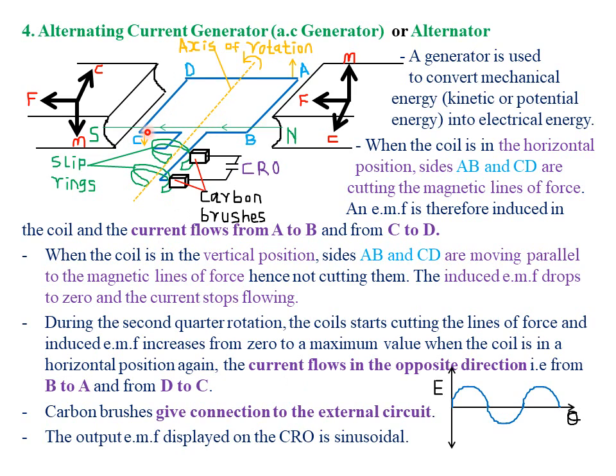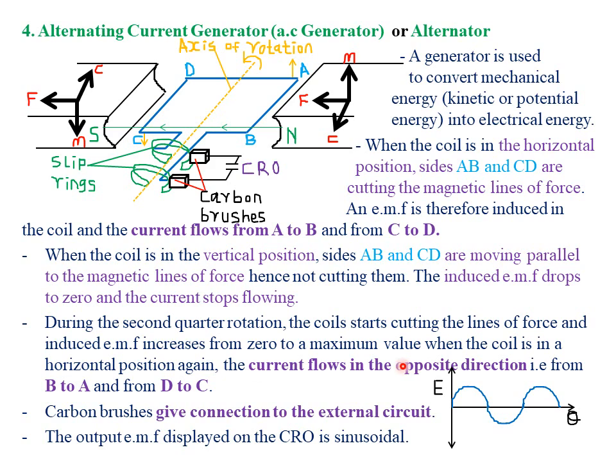Then because of the side DC, D has replaced A, and C has now replaced B. On this side, the current was actually flowing downward. It simply means that on this side, the current will be flowing from D towards C. So you can see that is why the current flows from B to A, then of course from D to C, whenever you apply Fleming's right hand rule.